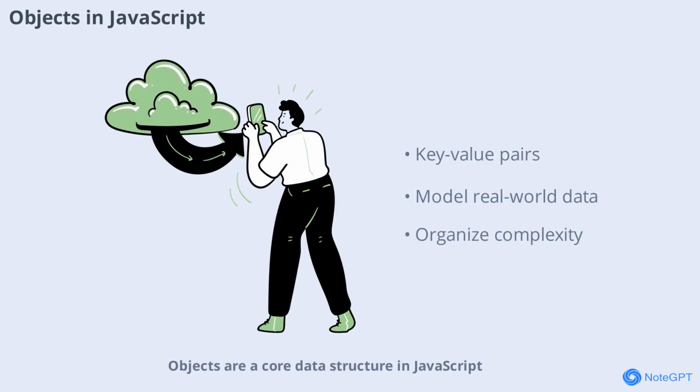Objects are a core data structure in JavaScript, allowing you to group related data and functions together. An object consists of key-value pairs, where each key is a property name and each value can be any data type, including functions. Objects are used to model real-world entities and organize complex data. You'll often use objects to represent things like users, products, or settings in your applications. Let's look at how to create and use objects effectively.